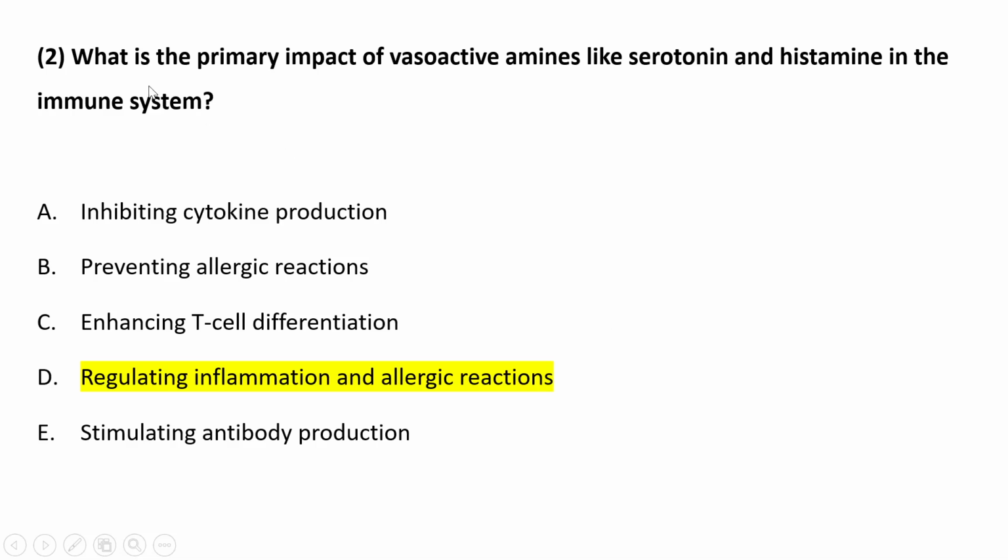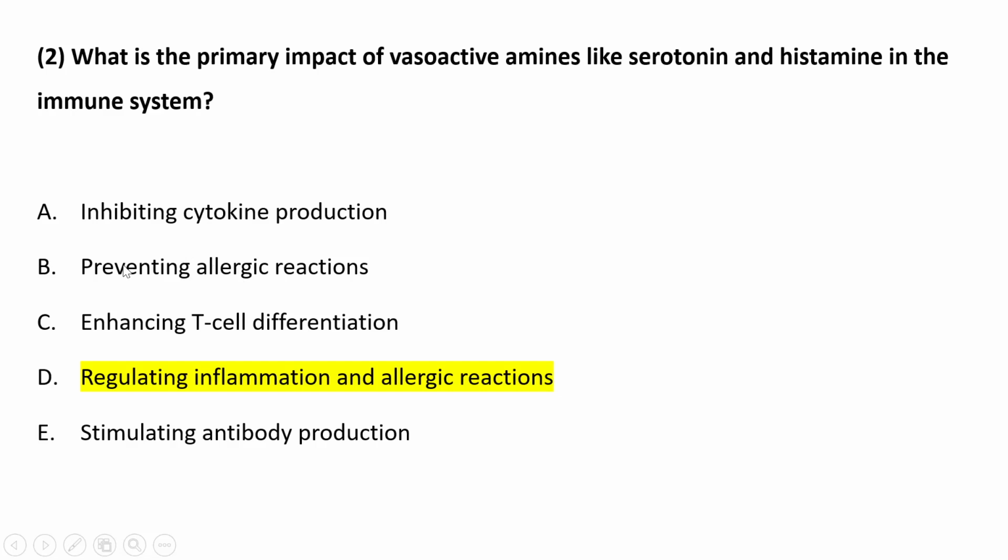So, here the question is, what is the primary impact of vasoactive amines like serotonin and histamines in the immune system? Like we have just seen, cytokines and vasoactive amines work together in the immune response. But histamine and serotonin don't directly inhibit any type of cytokine production, but they actually help in the regulation of inflammation by promoting immune signaling. So they both will not inhibit cytokine production.